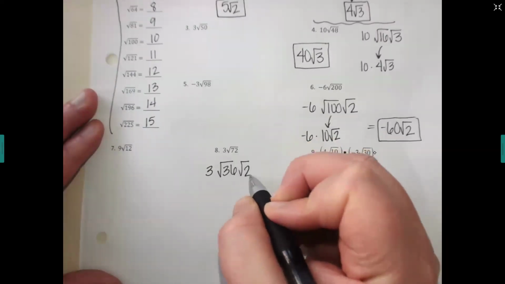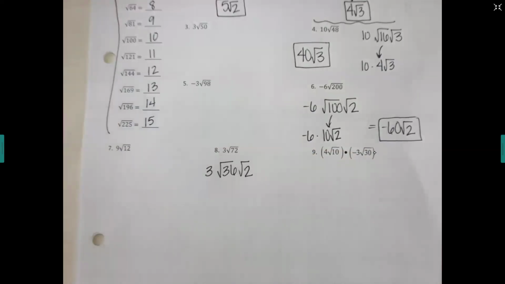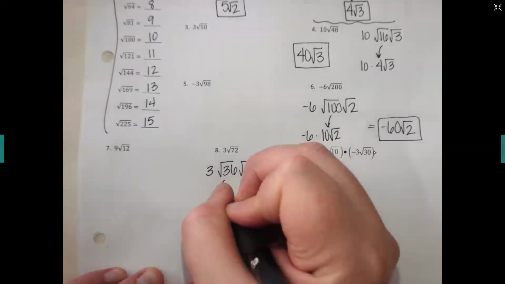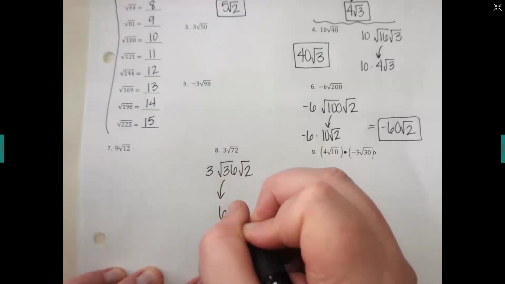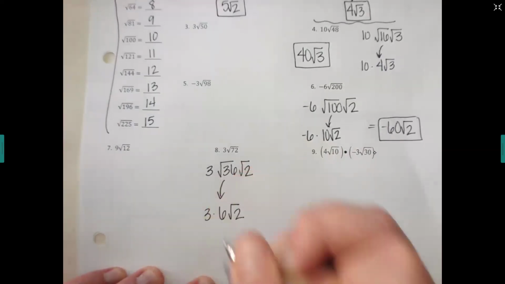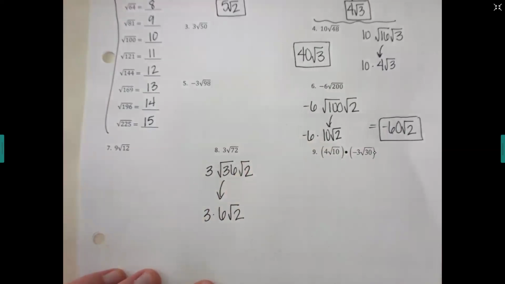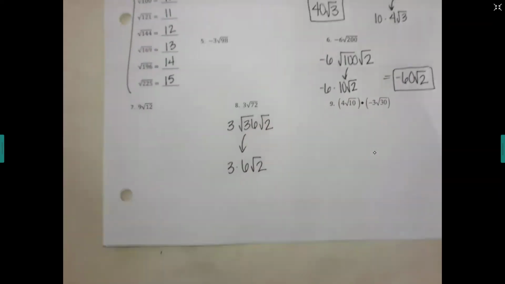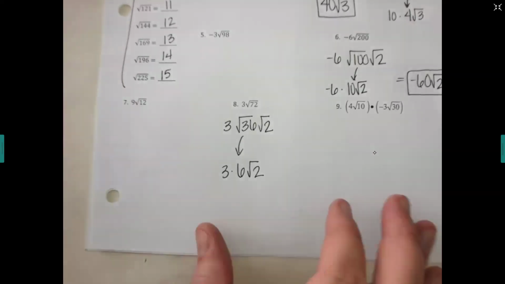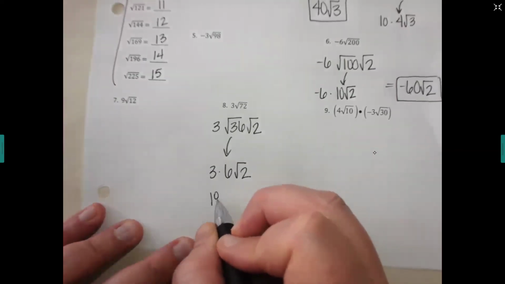36 times 2. And then I take my square root of 36. Remember, if it's on the list, that means it's perfect. What's the square root of 36? 6. So it'll be 6 root 2. But then I already had a 3 in front. Remember, you multiply those numbers on the outside together. What would my final answer be? 18. Very good, 18 root 2.